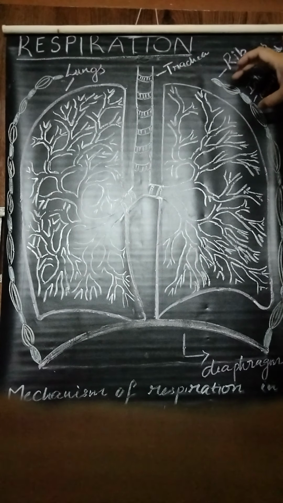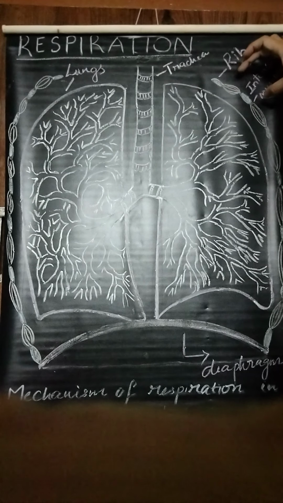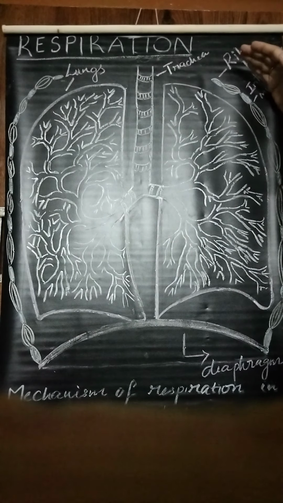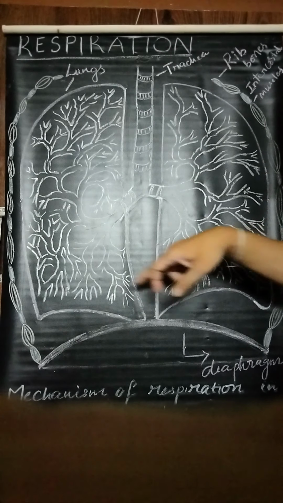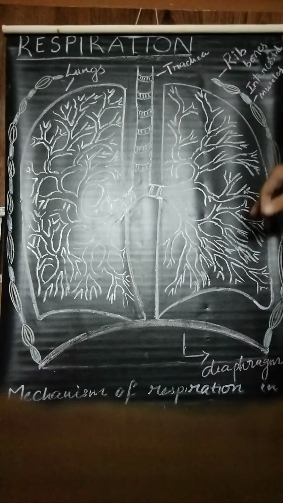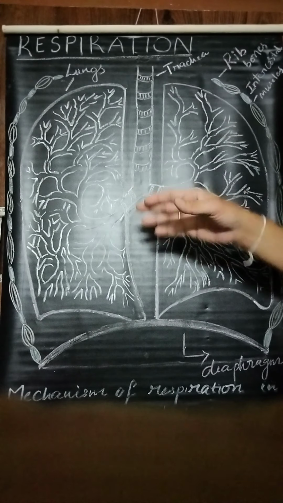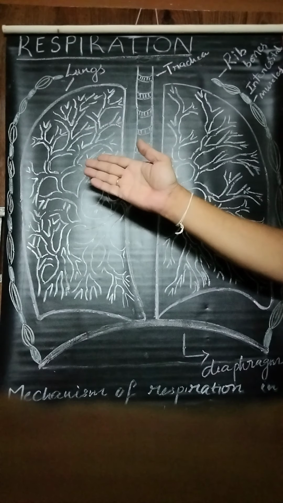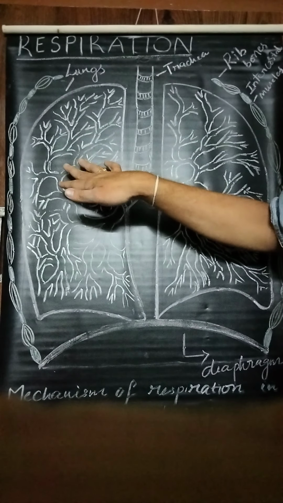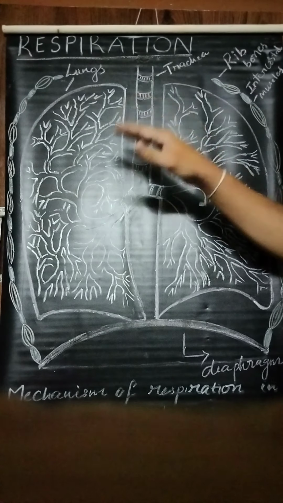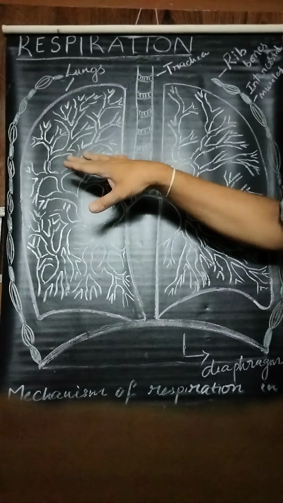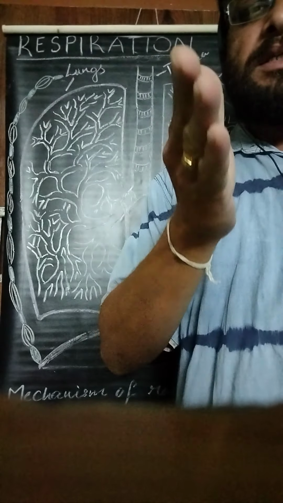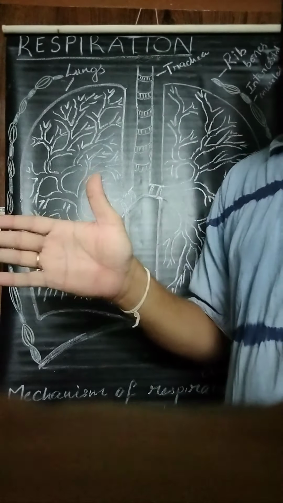The rib cage or the ribs move outward. That means they raise. When they raise, what will happen? More space will be created in the chest cavity or the thoracic cavity. When more space is created in the chest cavity, automatically more volume is created in the lungs. That means at this condition, there is more volume present in the lungs. More volume means low pressure conditions are created in the lungs.